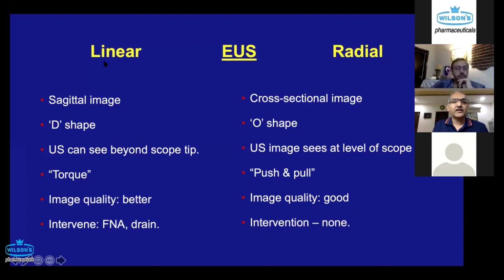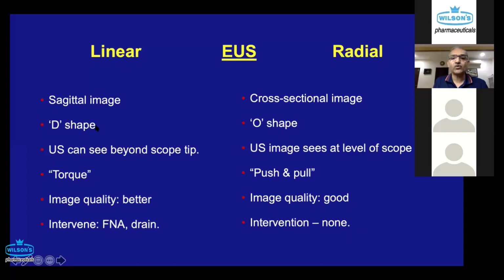Whereas on the left is a linear EUS, you get a sagittal or a D-shaped image, unlike the O in the radial, where the ultrasound also can see beyond the tip of the scope, and that's a little important. We can discuss that later. To change from one view to another, you torque your scope, either clockwise or anti-clockwise. Just a few degrees of movement will give you a different image altogether. Image quality is quite good, and also you can intervene, as we said earlier.